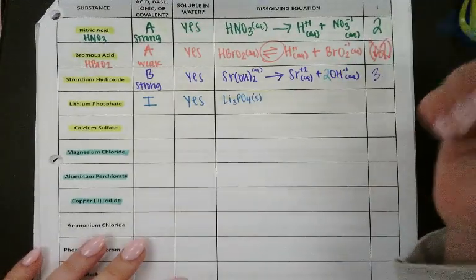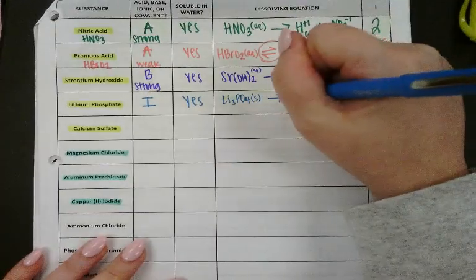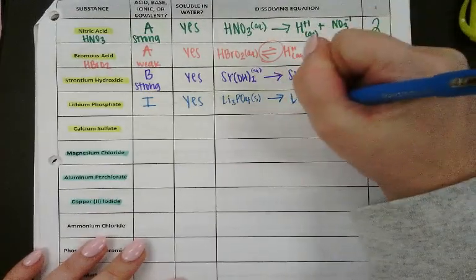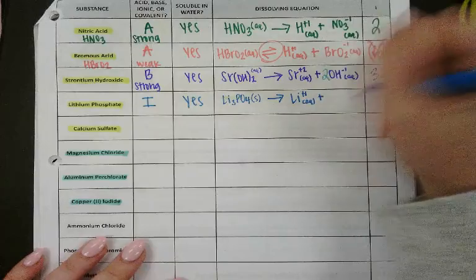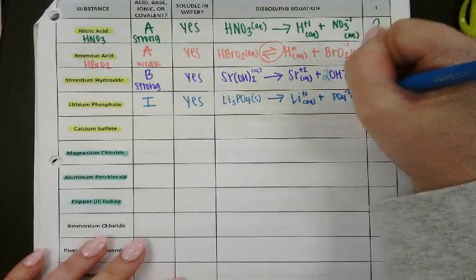What arrow is this? One way or two way? Very good. So when this dissociates, we have lithium with a charge of +1, aqueous, plus phosphate, PO4 with a charge of -3, also aqueous.